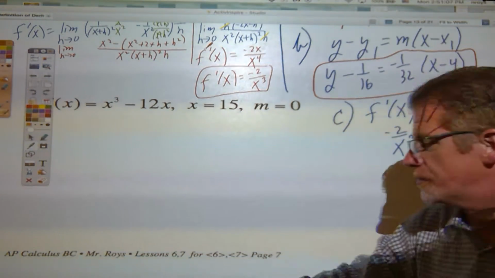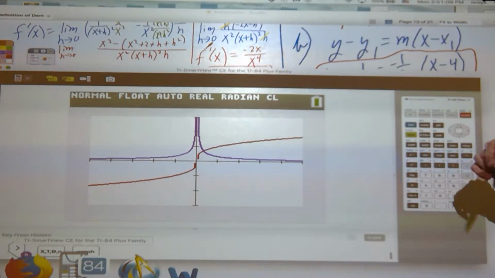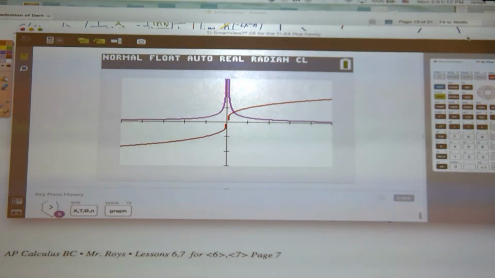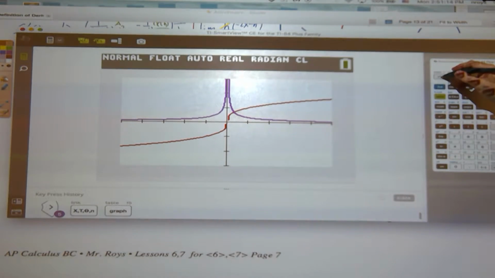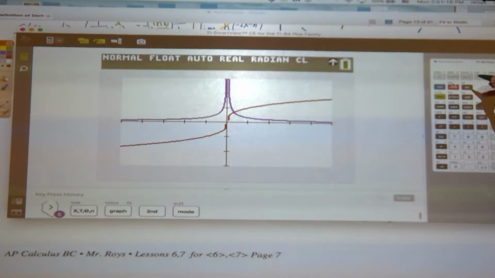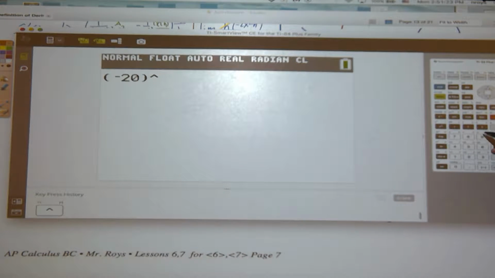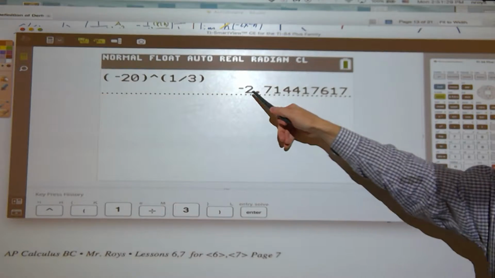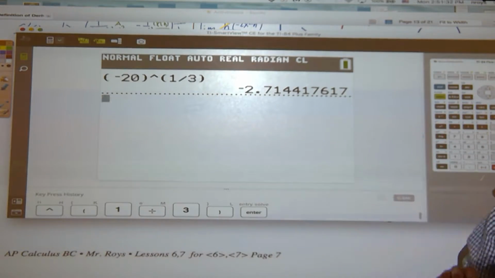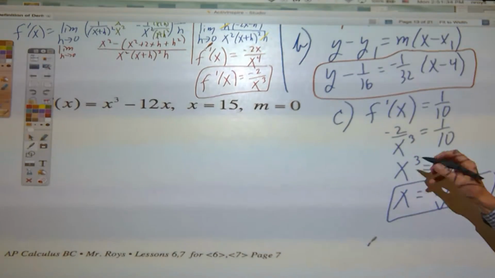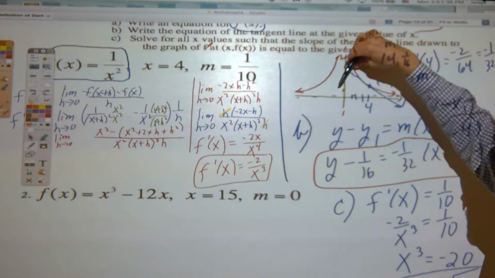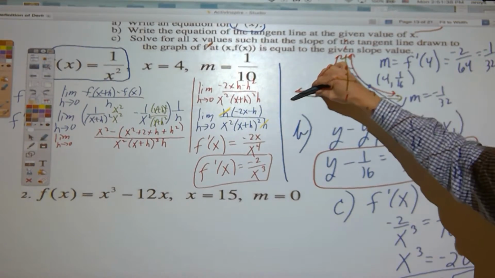If someone wanted to know approximately what that number is, you can go to your graphing calculator and find the cube root of -20 by taking parentheses -20 and raising it to the 1/3 power. We're expecting a negative number. It is true. It's about -2.7. So it's plausible that at -2.7, the slope of the tangent line is 1/10.